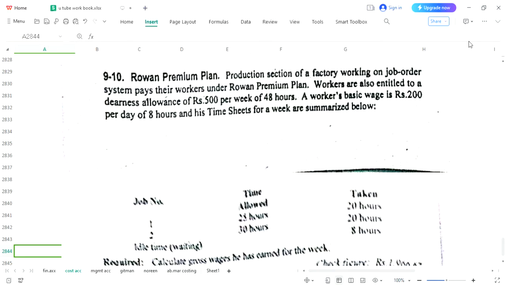Hey guys, hopefully everyone is doing well. Today's target is to solve question number 9.8. The chapter which we are related with is labor costing.